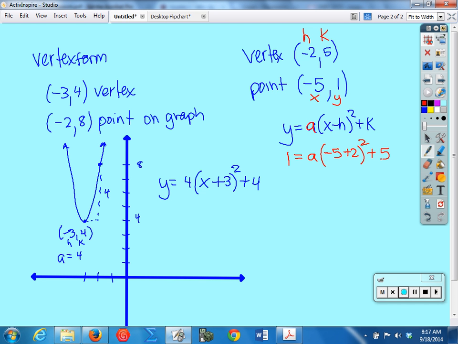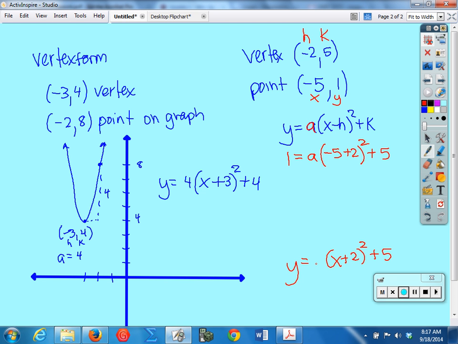So this is kind of confusing to plug in this for X and Y. Just remember at the end, when you get done, you're still going to put X in for X, 2 in for the H, and 5 in for the K. We just need to figure out what this A is. And these are 2 points, X and Y values that go together.